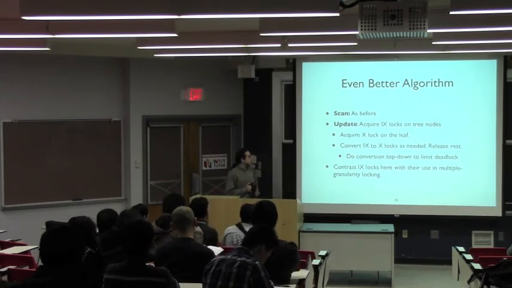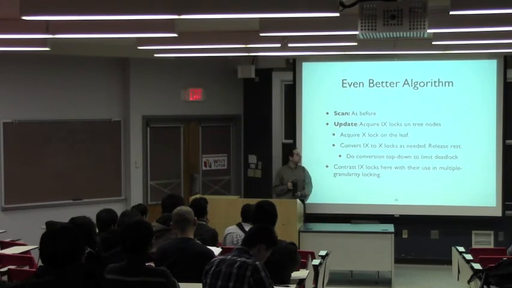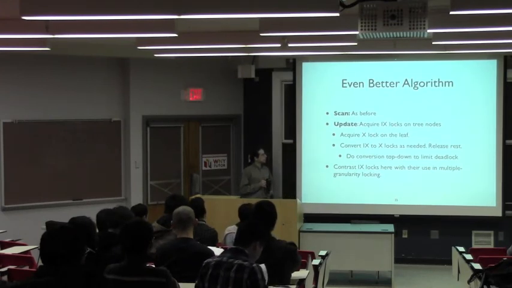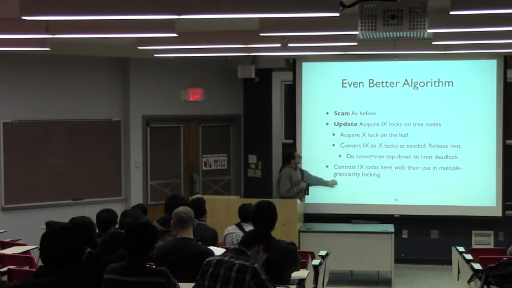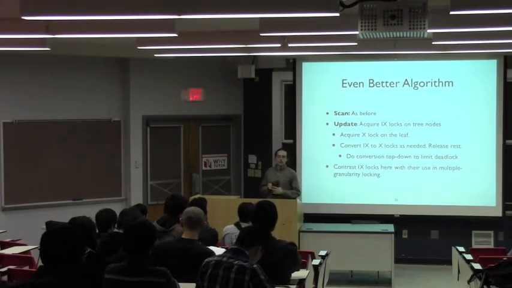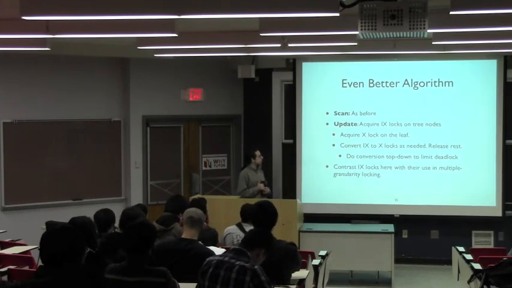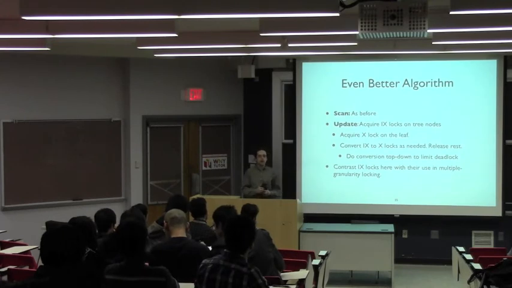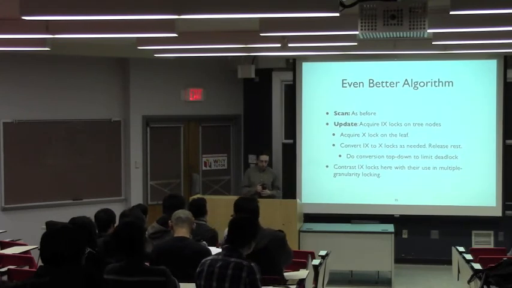It's actually quite similar to this multiple granularity locking process that we've been talking about previously. If it turns out that all we need is the exclusive lock, then we can just go back up the tree and release all of the intent to exclude locks. Otherwise, we convert those locks to full exclusive locks as needed. Wow.